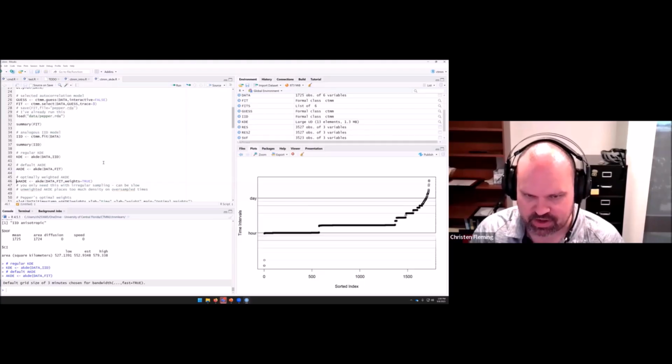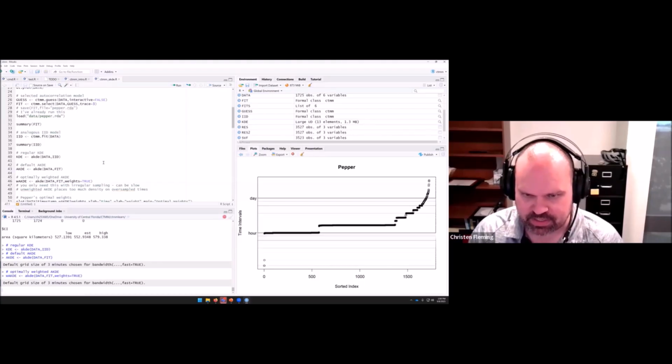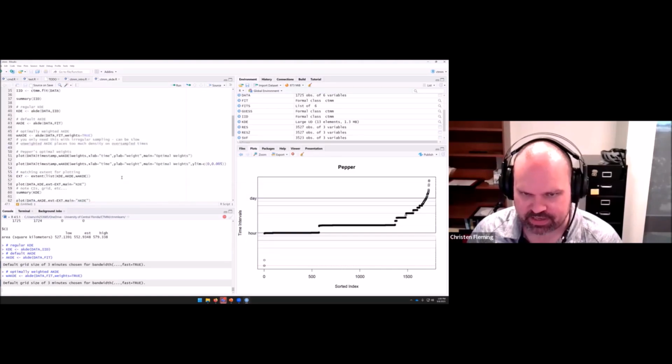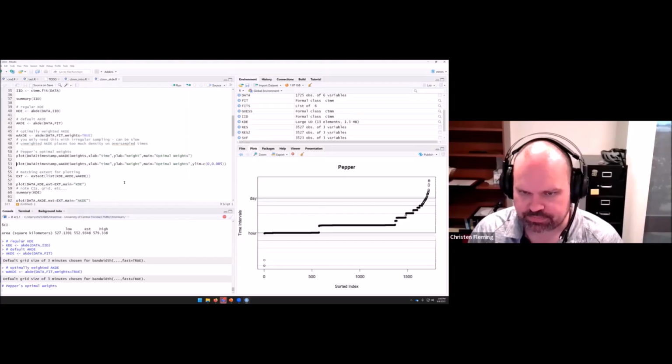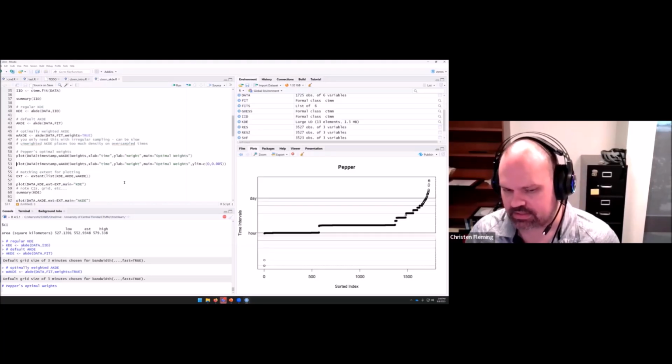This is something you generally don't need to do unless you did something weird like change your sampling. Like some people increase their sampling rate in calving season or something like that. So in that case, you would want to do this. And now we're going to plot the optimal weights just so you can see what they look like real fast. I'm still calculating one of those.